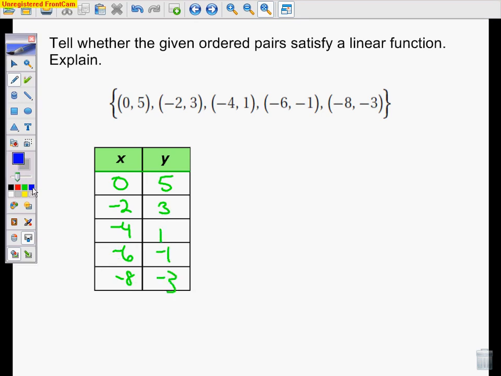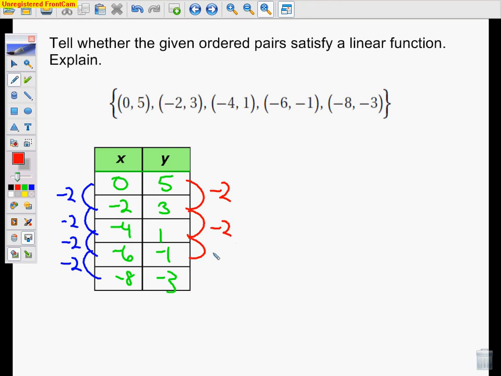Alright, let's take a look and see how the x's change. Here we went down 2, here down 2, here down 2, and then here we went down 2. And then over here on the y values, we went down 2, went down 2, went down 2, and then went down 2 again. So this is a linear function because there's a constant change in the x that corresponds to a constant change in the y.